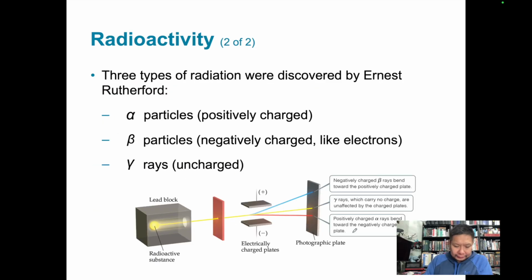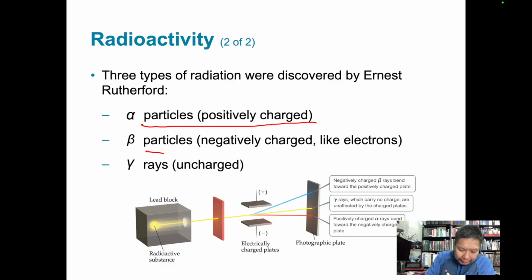So whenever atoms are able to release energy on their own, they release it in the form of particles or rays. And so you have these things called alpha particles right here that are positively charged. They're not necessarily protons, but they are positively charged, and they're not dangerous. They don't hurt people.